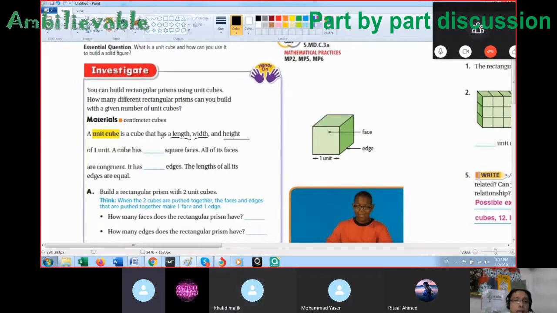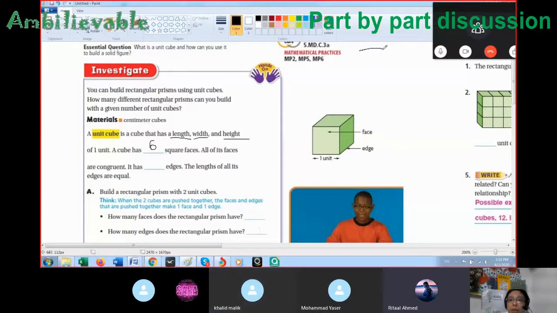A cube has square faces. How many? A cube has how many square faces? Six. Okay. There are six square faces.